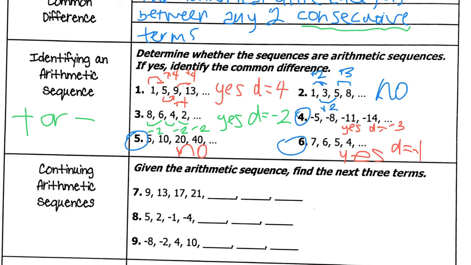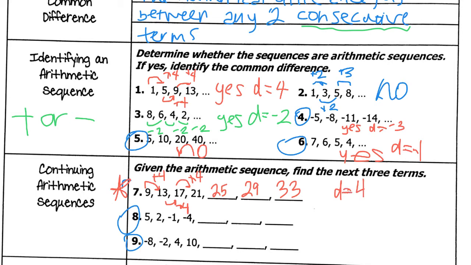Now, if we're looking at continuing arithmetic sequences, you have to identify the pattern and then find the next 3 terms. I'll go over number 7 together, and then you will do 8 and 9. For number 7, from 9 to 13, you add 4. From 13 to 17, you add 4. And from 17 to 21, you add 4. So we need to add 4 to find the next 3 terms. 21 plus 4 is 25. 25 plus 4 is 29. And 29 plus 4 is 33. So in that arithmetic sequence, d was equal to positive 4.